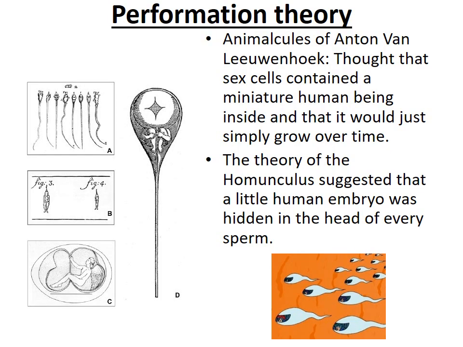We already learned about this one, the preformation theory, which was the idea that inside the sperm or inside the ovum, there's a little version of you, and eventually it grows into the big version of you, and that was an early idea of inheritance. Today we know that's not the case.